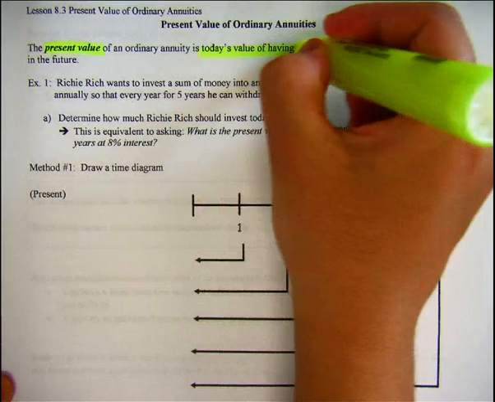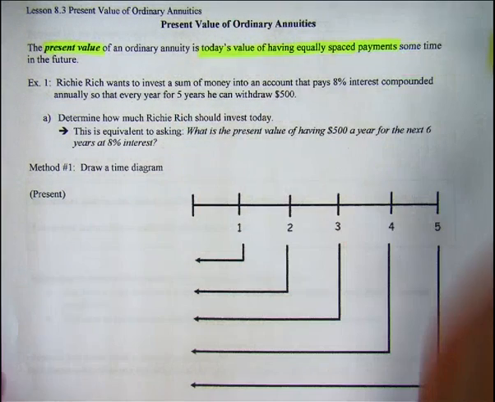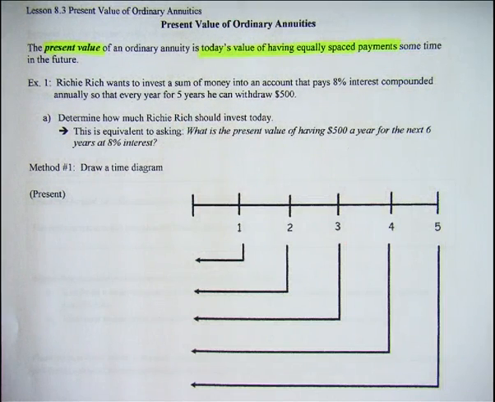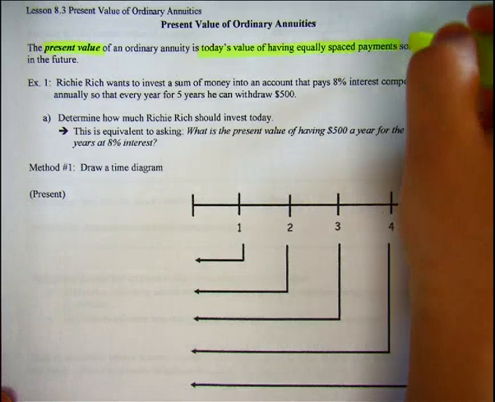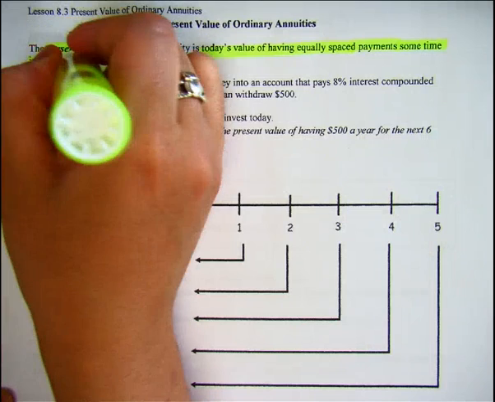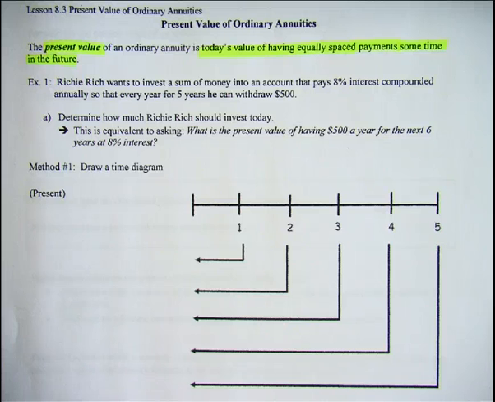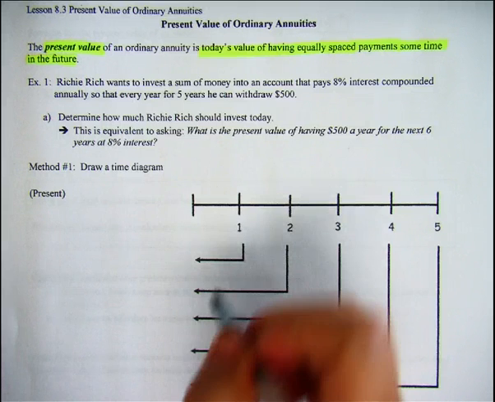So present value is today's value of having equally spaced payments sometime in the future. So in this example, Richie Rich wants to invest a sum of money into an account that pays 8% interest compounded annually so that every year for 5 years he can withdraw $500. So we want to figure out how much money he should be putting in today into the account.